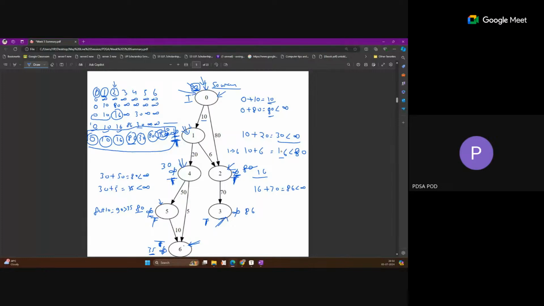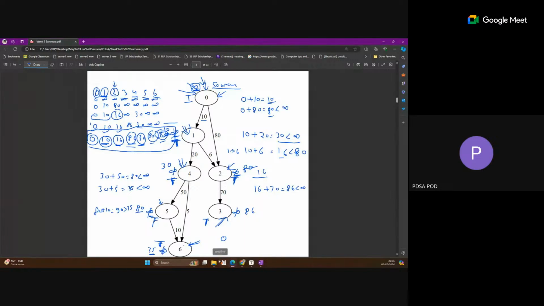Okay, so that means from 0, for 1 the shortest distance is 10, for 2 the shortest distance is 16, for 3 the shortest distance is 86, for 4 the shortest distance is 30, for 5 the shortest distance is 80, and for 6 the shortest distance is 35. So this is the way to find the shortest distance by the Dijkstra algorithm.